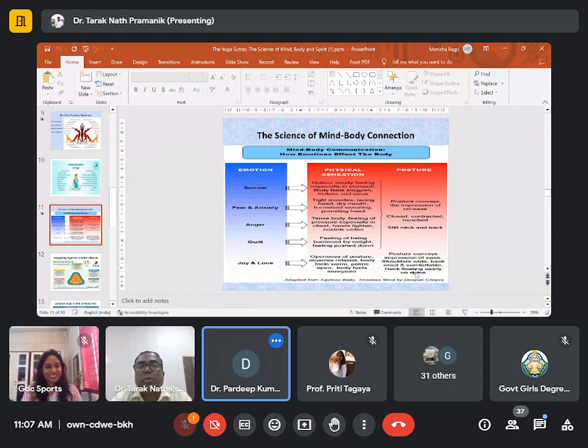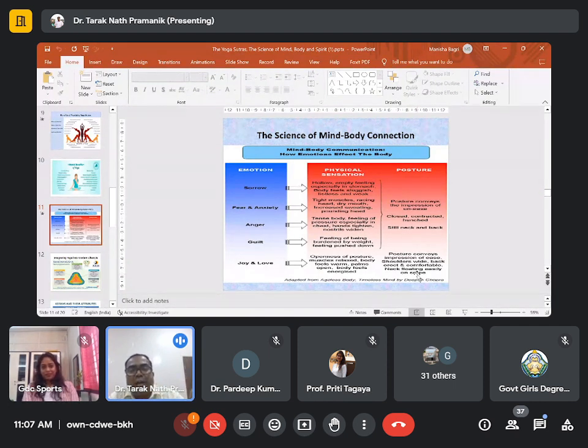Now, science of body and mind. See the emotions. When your emotions are disturbed, your physical sensations are disturbed. When your inner body sensation is disturbed, your posture is disturbed. So fantastically, the sutra always says sorrow, fear and anxiety: dukha daurmanasya angamejayatva. See the sentence, sloka. When you have dukha, you have angamejayatva, means your ang is disturbed, your posture is disturbed.